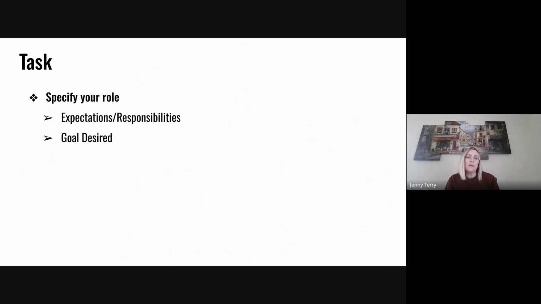When explaining the task at hand, be sure to include your particular role in the situation, the responsibilities that you held, and the desired outcome. Again, give details while keeping it concise.